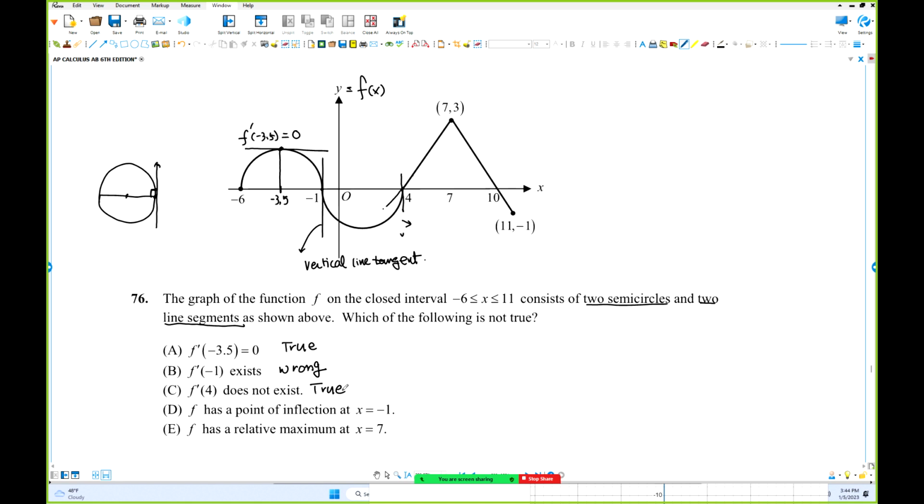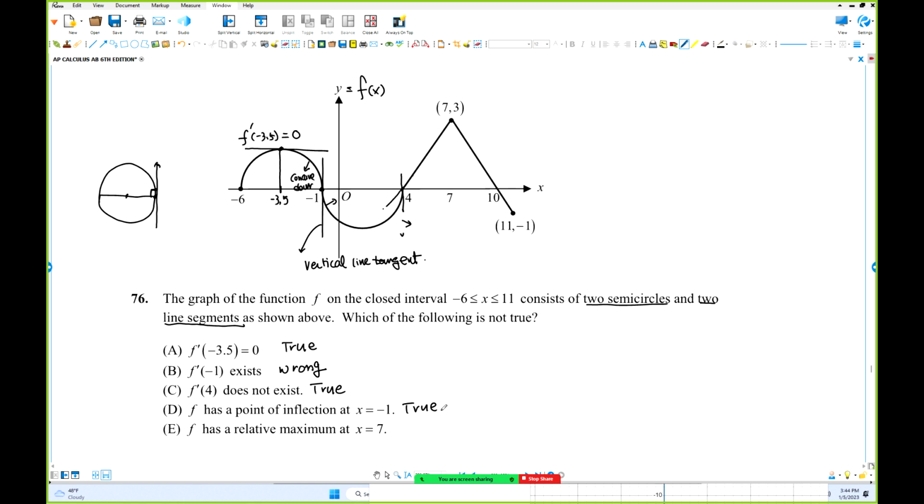F has a point of inflection at x equals negative 1. At x equals negative 1, that is a point of inflection, this point. Yes, this is concave down, right? This is concave up. This point is definitely a point of inflection, right? That is true.